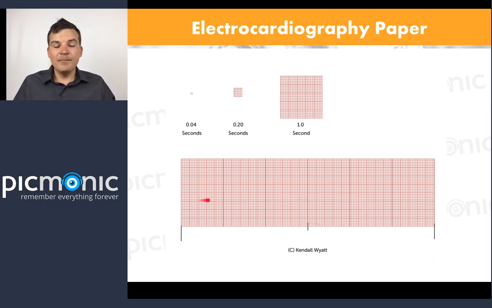So if I count 1, 2, 3 lines, or in between 2 and skip over 1 line, that's a distance of 6 seconds. Now, what you don't want to do is waste your time and try to count all the tiny little boxes inside here.